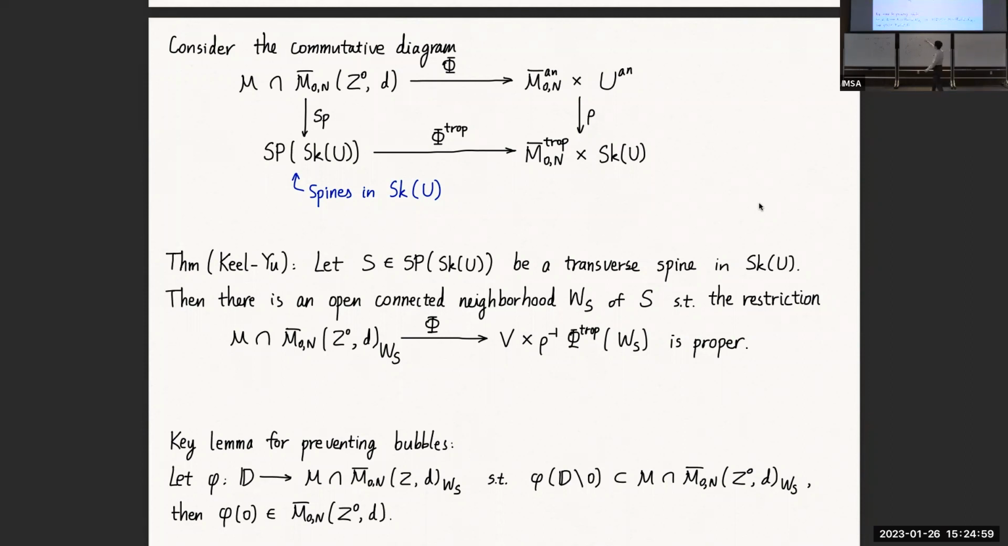So I have a map phi from this to this moduli space, possibly with bubbles. And I assume that outside the zero, it has no bubbles in the boundary. Then the claim is that at the zero, we also don't have any bubbles.